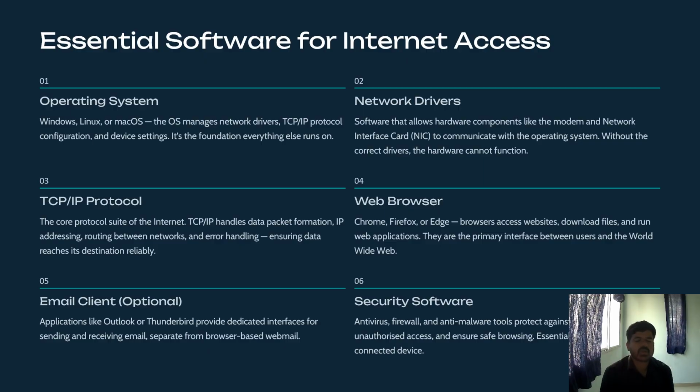Then next is the web browser. The web browser is the user interface of the internet. Example, Chrome, Firefox, Edge, etc. A browser renders web pages. Without a browser, you cannot access websites. Email client and security software. Email clients like Outlook, Thunderbird. Security software like antivirus, firewall, anti-malware. Security is very important in networking.